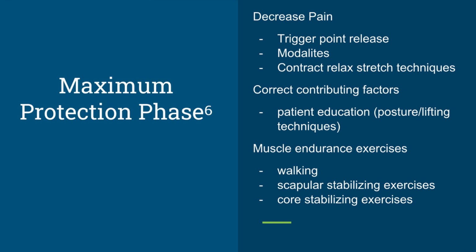So the maximum protection phase will often have decreasing the pain, which can be done by trigger point release modalities, contract, relax, stretch techniques, and then correcting contributing factors such as patient education, talking to them about posture, their lifting techniques, things such as that. And then some muscle endurance exercises like walking, scapular stabilizing exercises, and core stabilizing exercises.